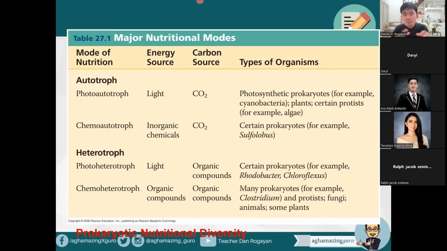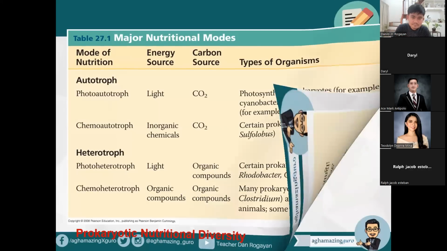Ano ulit element yung kulang sa lupa kaya nagiging carnivore sila? These plants tend to eat animals. Ano yung element na yon? The correct answer is nitro. Tatandaan nyo na, it's the nitrogen. Okay? And it's the most abundant element in our atmosphere.